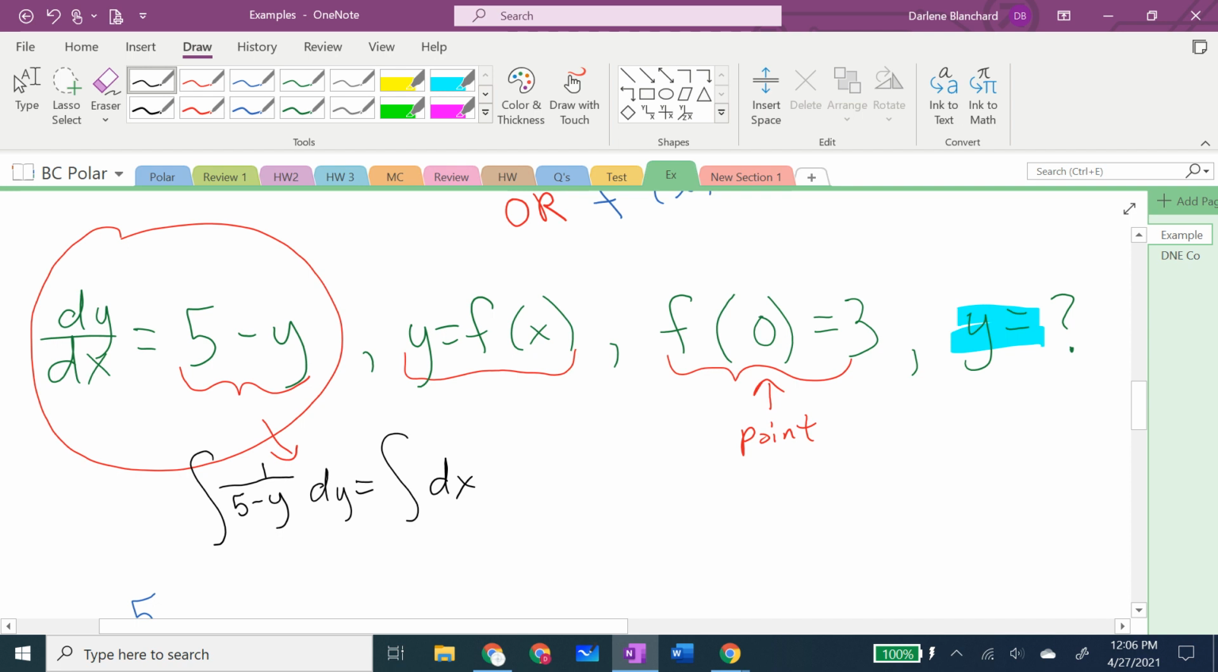Do a quick u sub in your head, but do think about the u sub on that left side. If u is equal to 5 minus y, the derivative of 5 minus y with respect to y is negative 1. You get an extra negative 1. Then integrating 1 over u, natural log of the absolute value of u. On the other side, integral of 1 dx is x plus some unknown constant.